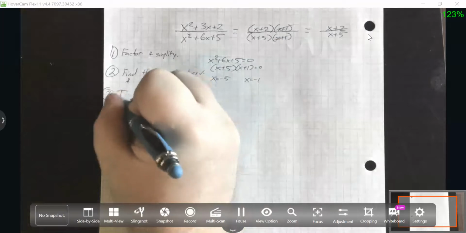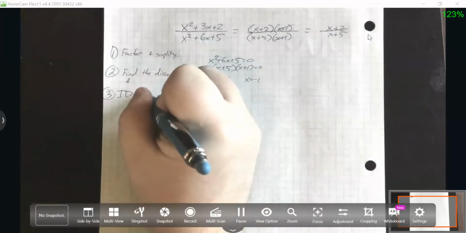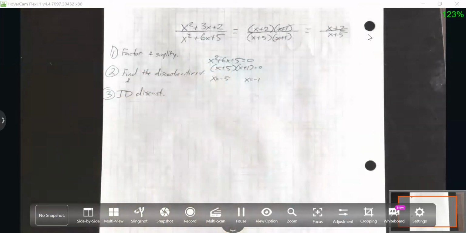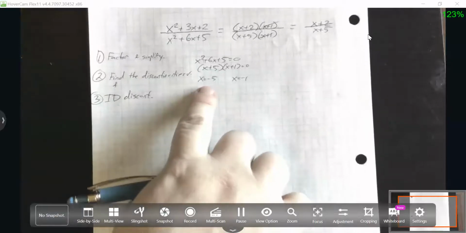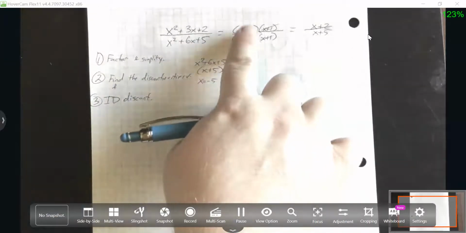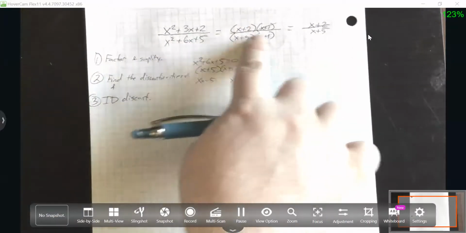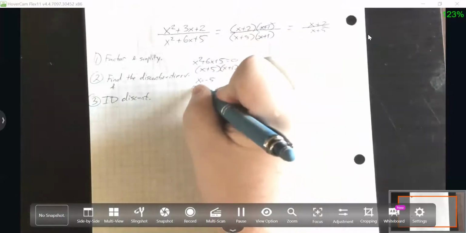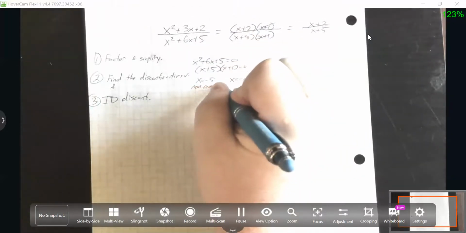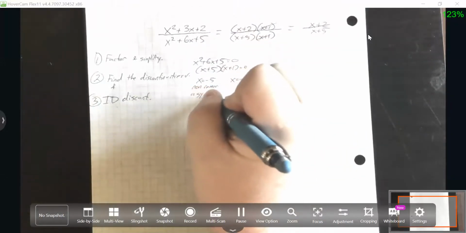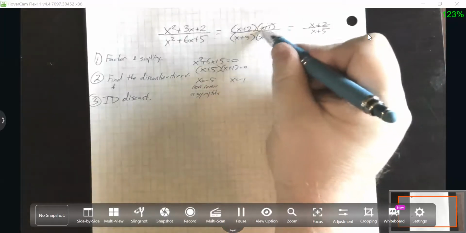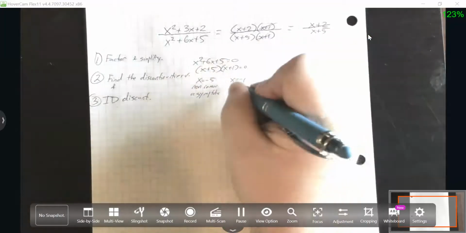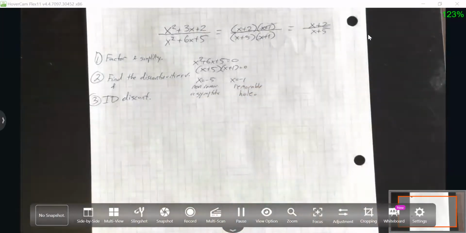Now I'm going to identify the discontinuities. Are they removable or not? To tell if it's removable, we see if its factor would cancel out. The x plus 5 does not cancel, so this is non-removable. It is an asymptote. If we look at x equals -1, the factor that gave us that would cancel out. So this is removable, which means for our graph that it is actually a hole in the graph.